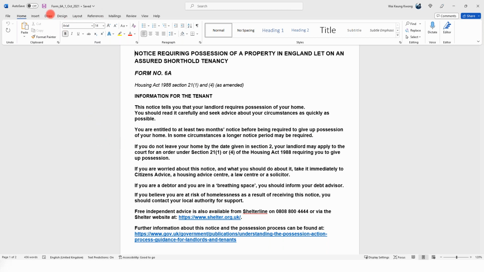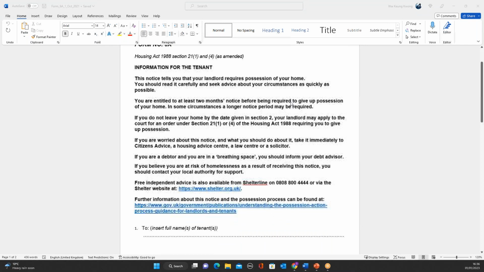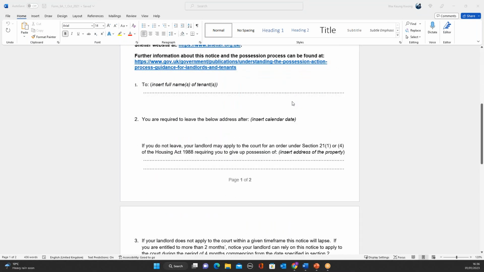Just to make you aware, where my spotlighter is gives the date of the Form 6A, or when it was last updated. The most current version of the Section 21 notice is the 1st of October 2021. Today's recording is being done in December 2022. So the first page, as I said, is just for information for the tenant to understand what the notice is and who they should go and seek advice from.